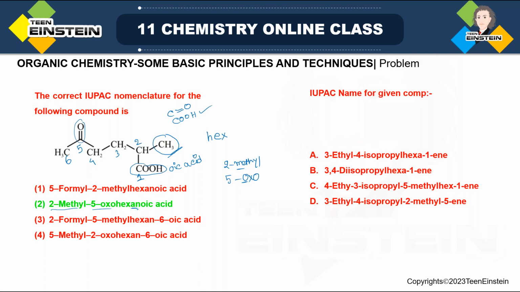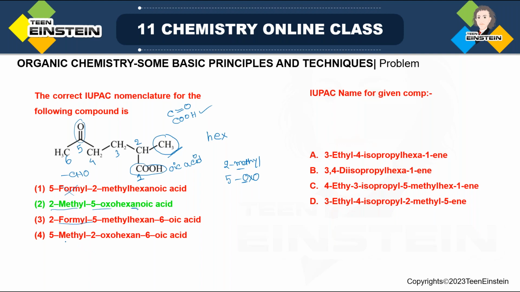2-methyl 5-oxo. And why are the other options not correct? If you look at the first option, it is starting with 5-formyl, but at 5 position there is no formyl group. Formyl we use when there is CHO, but it is not CHO, it is C double bond O. So 5-formyl is not correct. 2-methyl is okay, but 5-formyl is not correct. The term formyl should not be present in the name. That is why this option is also not correct.